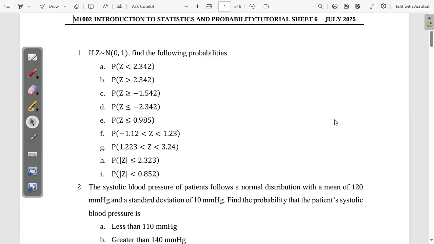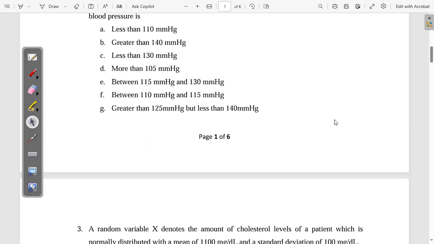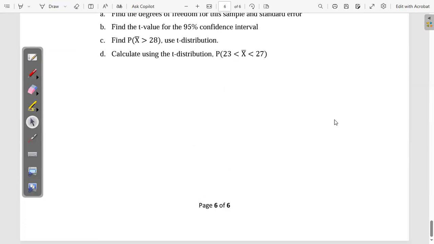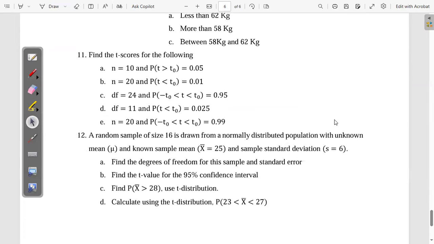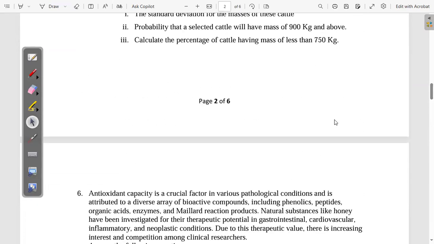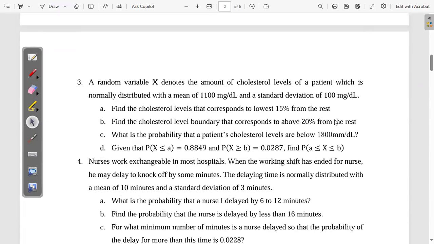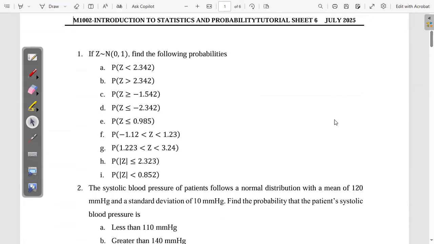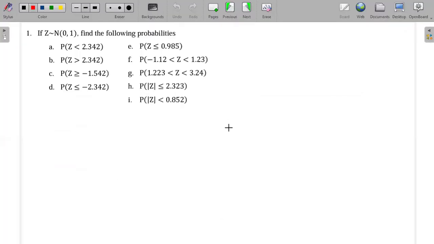So we have how many questions here? Question 1 all the way up to question 12. We're going to solve all these questions from question 1 all the way up to question 12. So let's start with question 1.